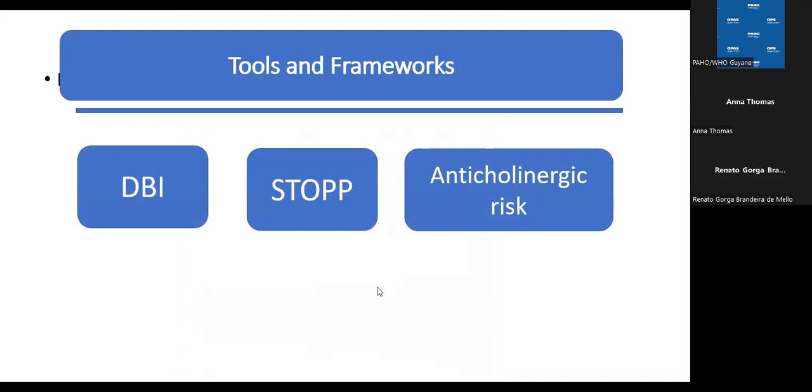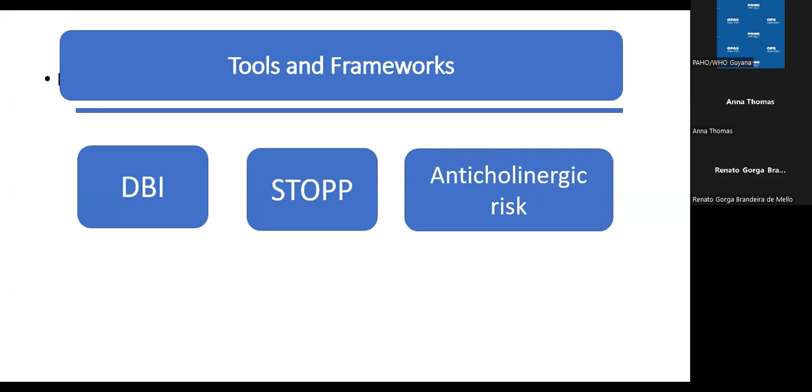I mentioned tools and frameworks to avoid potentially inappropriate medications for older people. So here are some examples. The first one is the drug burden index that considers anticholinergic risks and hypnotics and sedative medications as the main cause of serious adverse reactions in older patients.